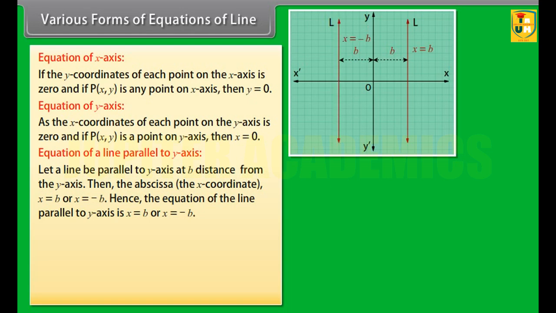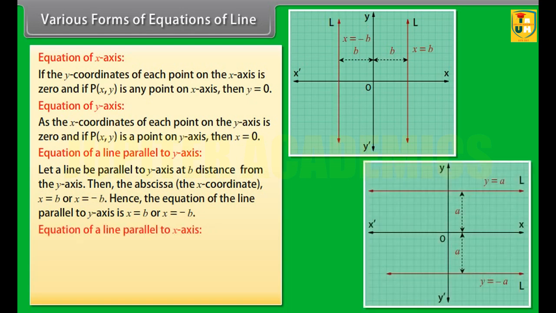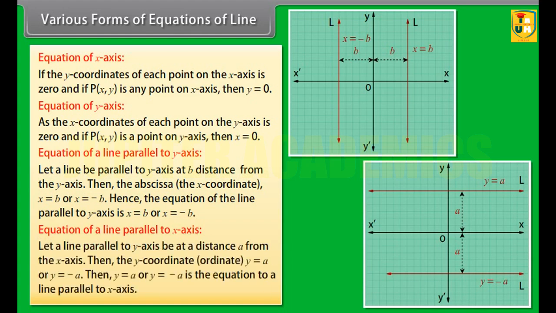Equation of a line parallel to x-axis. Let a line parallel to x-axis be at a distance a from the x-axis. Then, the y-coordinate, y is equal to a or y is equal to minus a. Then, y is equal to a or y is equal to minus a is the equation of a line parallel to x-axis.